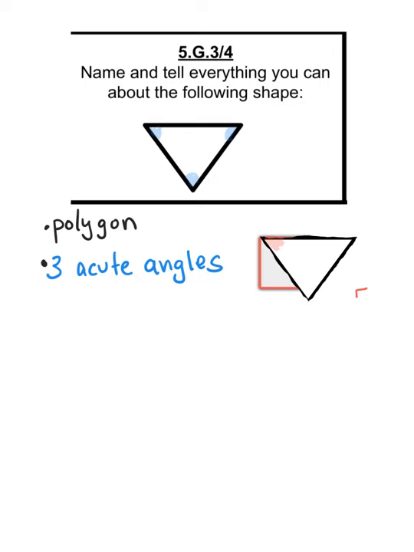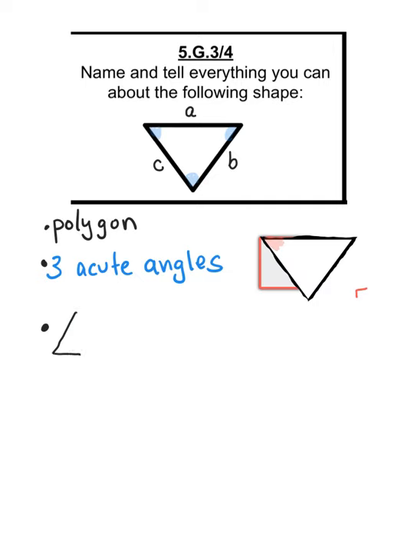And the way I need to be able to communicate that is by labeling the sides of my polygon A, B, and C. Each side has its own name. And then when I want to talk about one specific angle, I'm going to use this symbol, which is like a little picture of an angle.